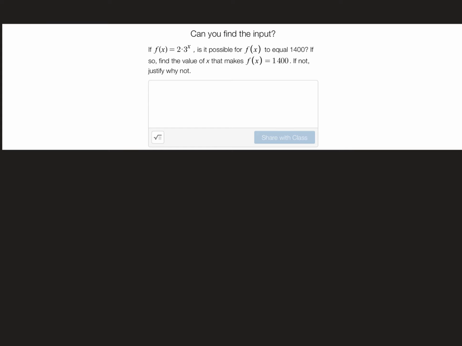So now we're kind of back to that same situation, but this time we're looking at the function. Is it possible for the function f of x to be 1400? Can this equal 1400? And yes, it can, because there's some number out there that when we plug it in will give us 1400. It's just not an integer.